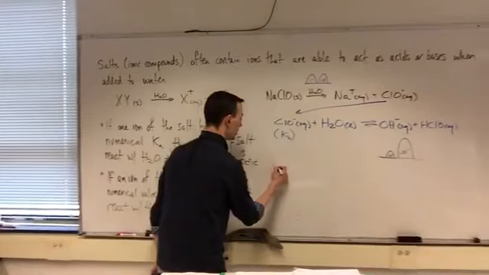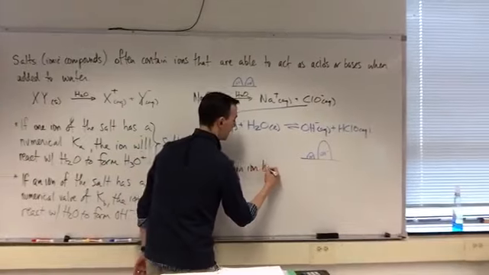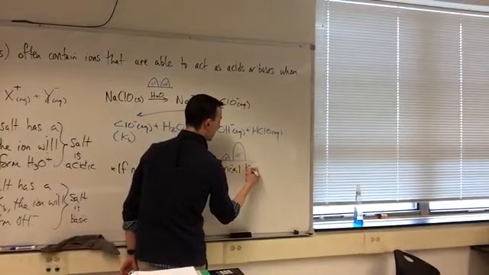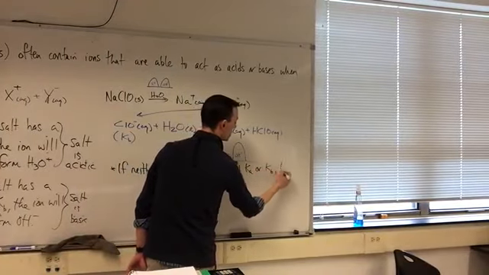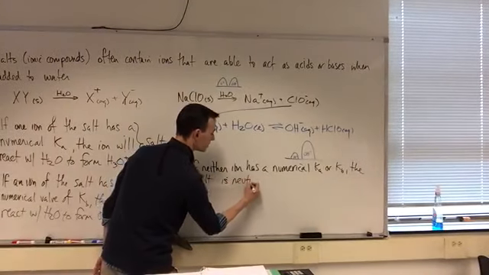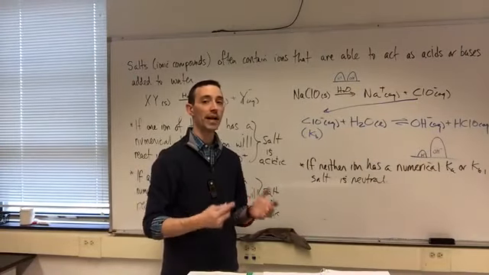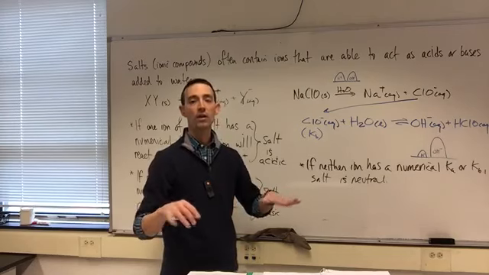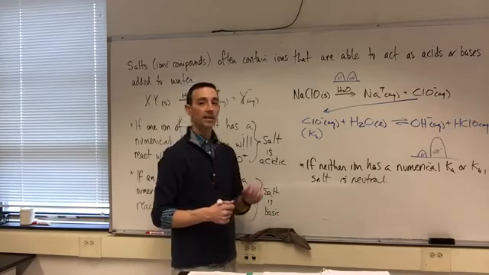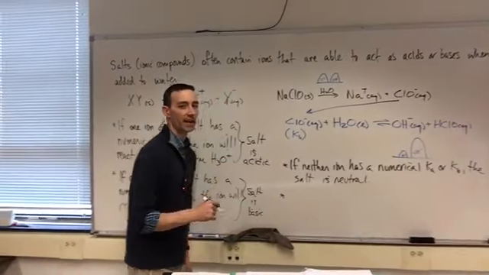There's a third option. If neither ion has a numerical Ka or Kb, the salt is neutral. And so they'll get no reaction. If neither ion is able to react with water, it'll just leave water alone. Neutral, the pH would be 7, right? So ideally we'd leave water at 7. And then there's one more possibility that we'll take up. There are actually two more, but one's kind of advanced that we'll ignore.